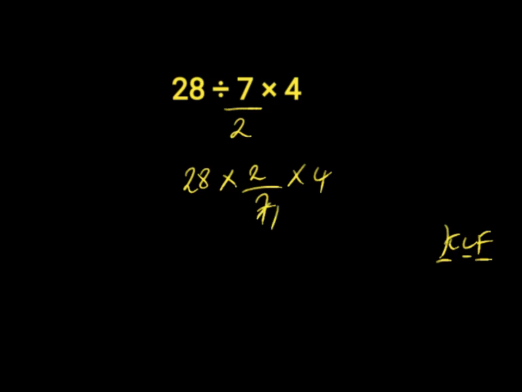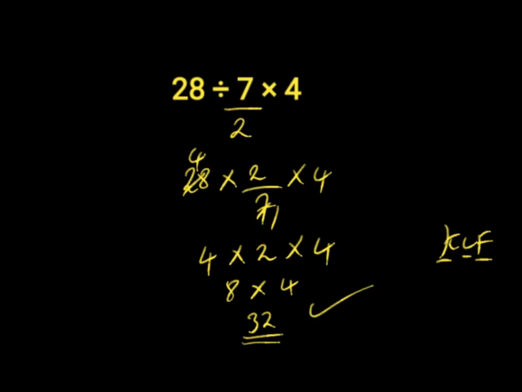7 into here 1, 7 into 28 will give us 4. Then we have 4 times 2 times 4. 4 times 2 will give us 8. Then we have 8 times 4. 8 times 4 is equal to 32. 32 is the right answer to this question.